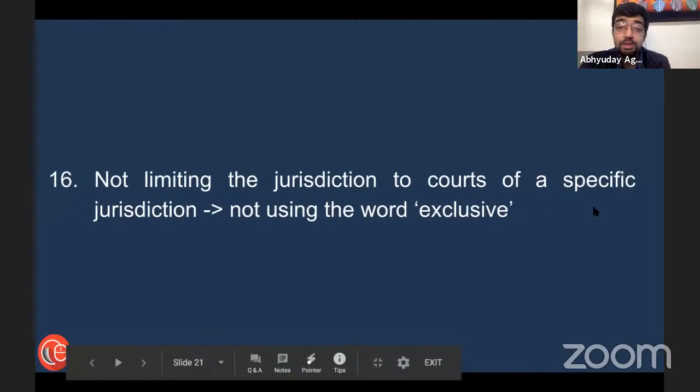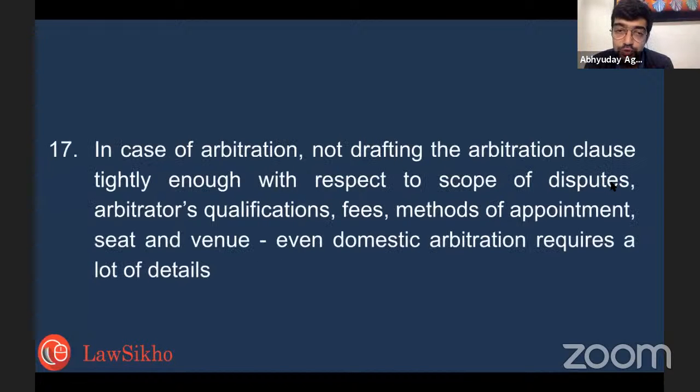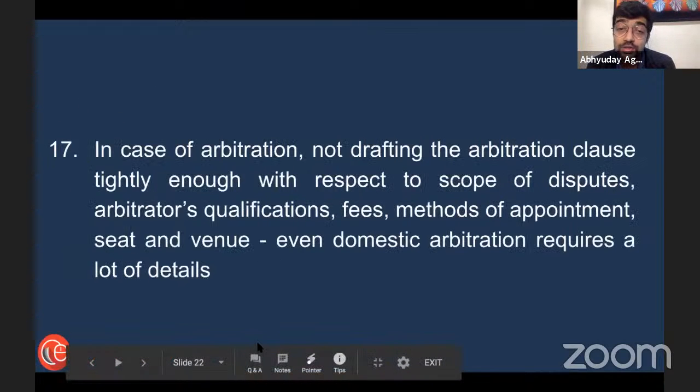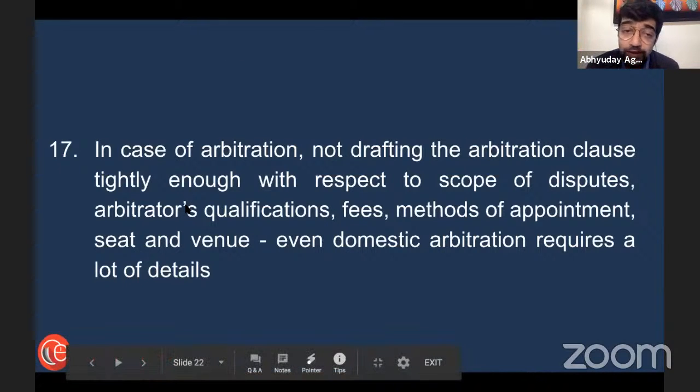Then, not limiting the jurisdiction to the courts of a specific jurisdiction is a big problem. You must use the word exclusive. Even if you're using arbitration as the method, you will still need to say that these courts of this area would have exclusive jurisdiction on the matter. In case of arbitration, not drafting the arbitration clause tightly enough is a big problem. Having a loose arbitration clause, just saying that disputes will be resolved by arbitration, is a big problem. Not identifying arbitrators, qualifications, or the appointment process is a problem.